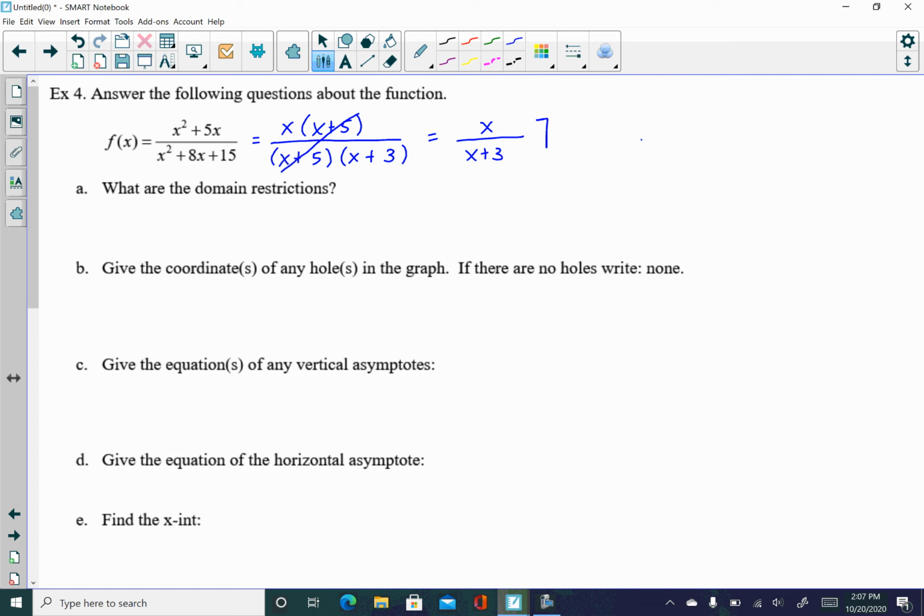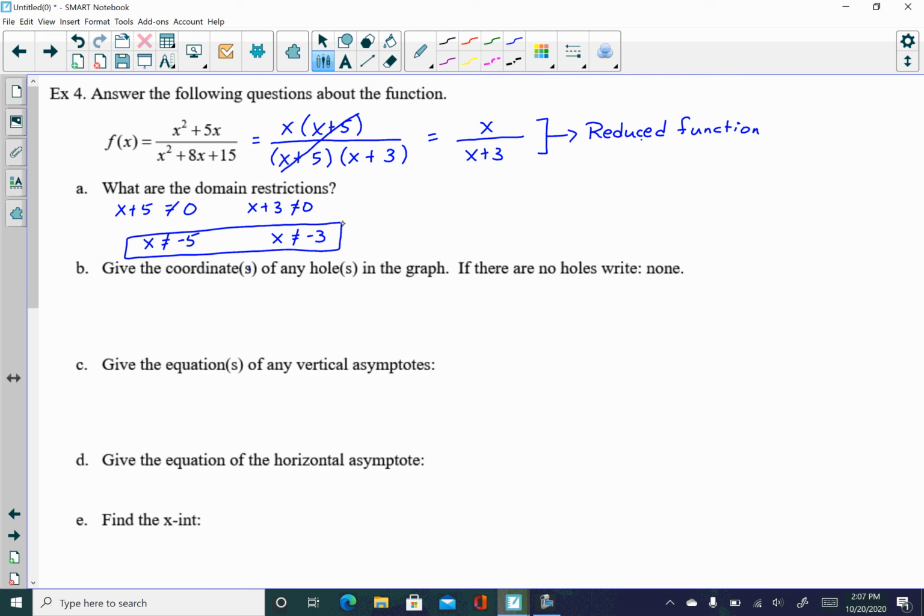In your 171 class, I'm going to refer to this function here as the reduced function. Okay, and that reduced function can be easier to work with than the original function. The domain restrictions will come from the original function. So remember, that's where x plus 5 cannot equal 0 and x plus 3 cannot equal 0. So we solve these and we find, okay, well, x can't equal negative 5. Here, x cannot equal negative 3. So those are our domain restrictions.